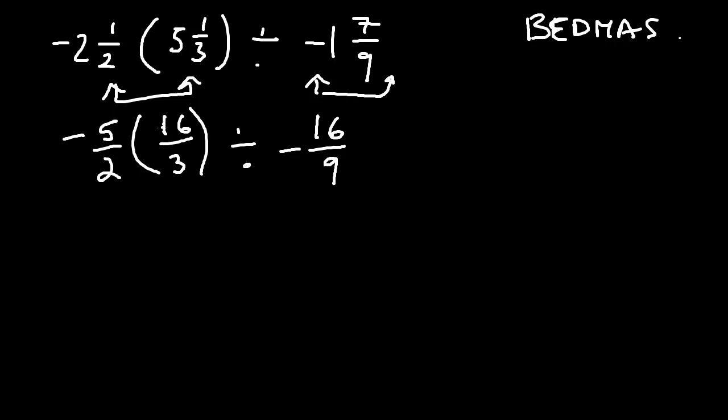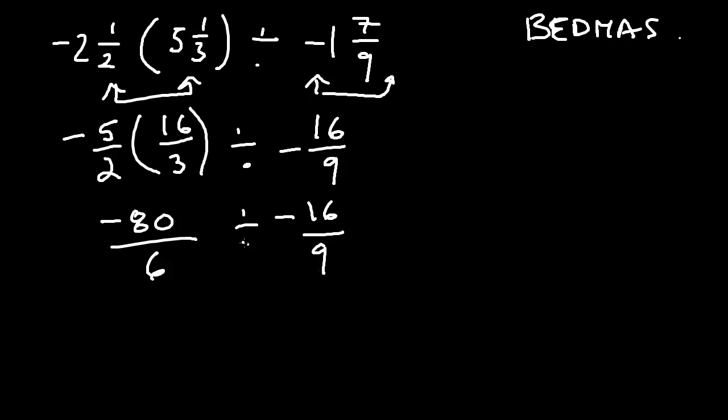So let's go ahead and perform this operation now. So negative 5 times 16 is negative 80 over 2 times 3 is 6. So we have negative 80 over 6 divided by negative 16 over 9.